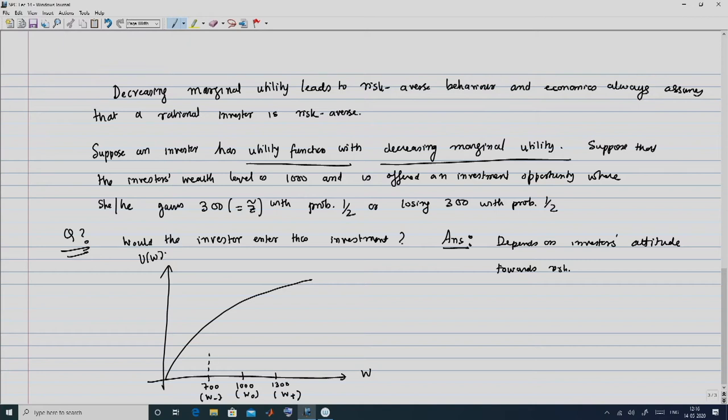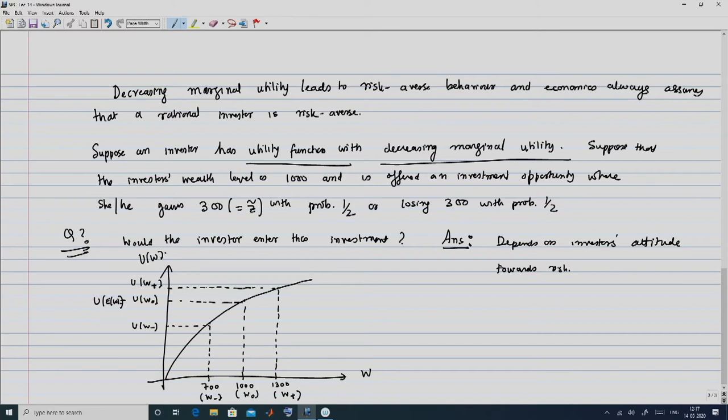Okay, so that means the corresponding utility of W minus will be here, the corresponding utility for W naught is here, and this is nothing but the utility of expected wealth before the investment. And for W plus, the utility is going to be U of W plus.